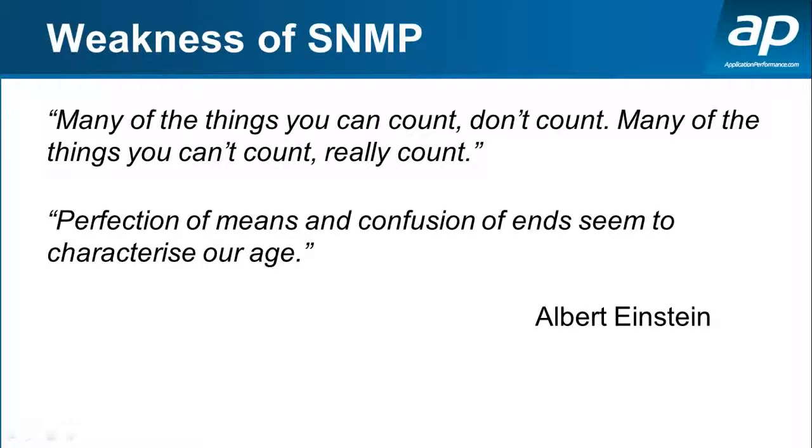The second one, the perfection of means and confusion of ends seems to characterize our age. Again, that's true. We have thousands of really clever ways of doing things, but sometimes we get a bit lost about the end result of what we're trying to get to.